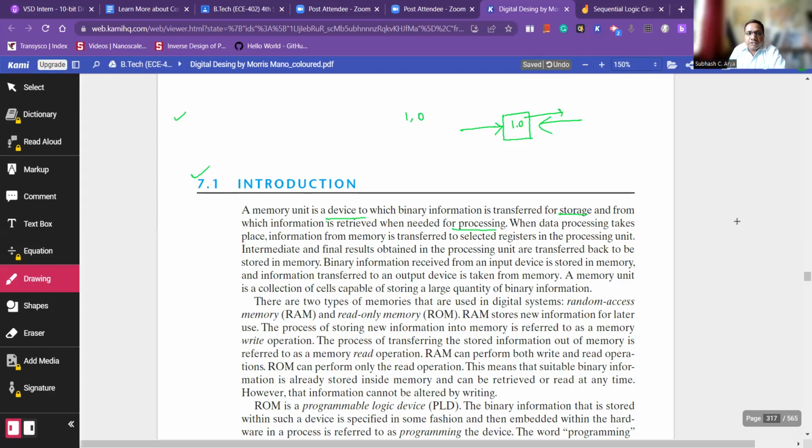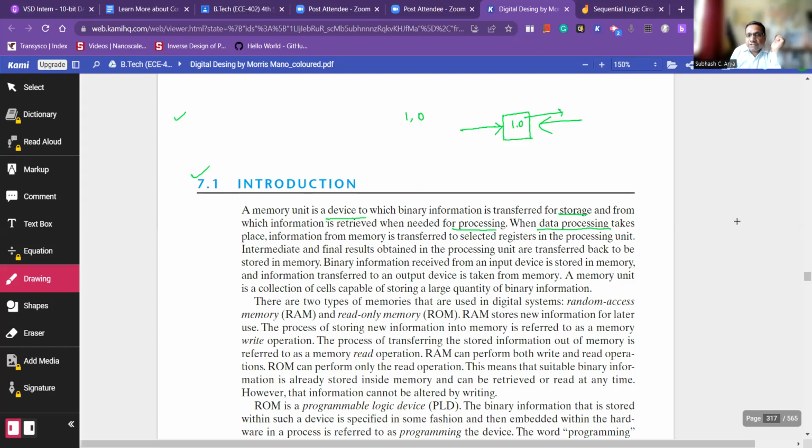So this memory unit is a kind of storage space where we keep the information, and as and when it is required, we retrieve it, we take it out. When data processing takes place, meaning an operation on the data, like addition, subtraction, or some logical operation, on whatever data is given in the form of 1s and 0s, that is called data processing.